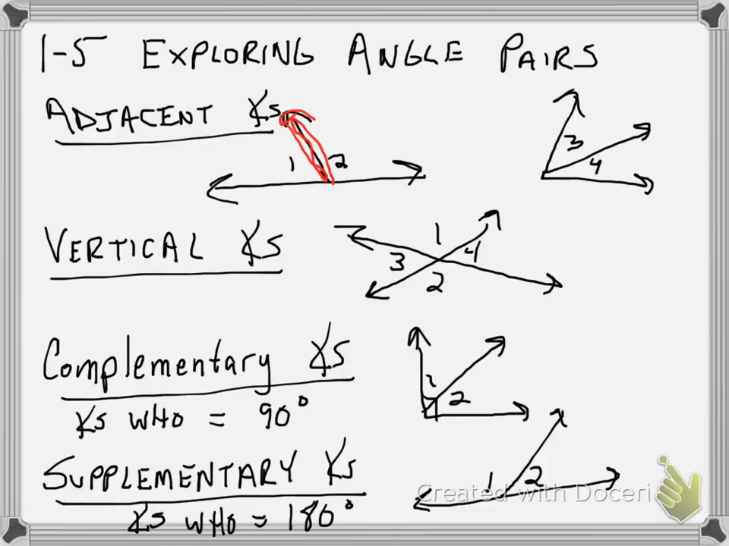The next type is vertical angles. Vertical angles are just angles that are what they say, vertical or across from each other. So in this case, angle 1 and angle 2 are vertical angles. Okay, so there's your vertex. They are across from each other.